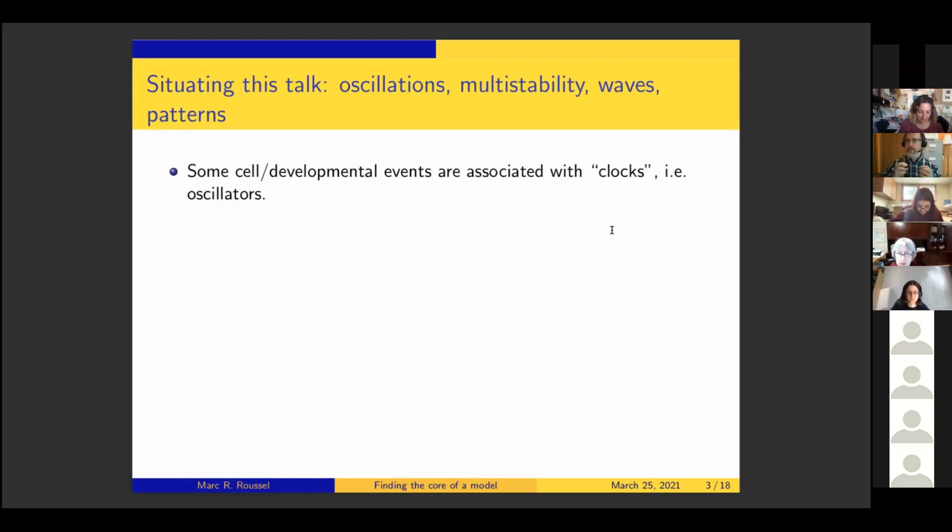If you think about the things that cause developmental events, some of them are associated with clocks, right? So there's the well-known somitogenesis oscillator, for example. So we have that kind of dynamics that's interesting to us. Multistability, of course, is what makes multicellular organisms possible, right? You have one genome, but there are many different stable cell fates that you can get from one genome. And of course, at smaller levels, that's an extreme example.